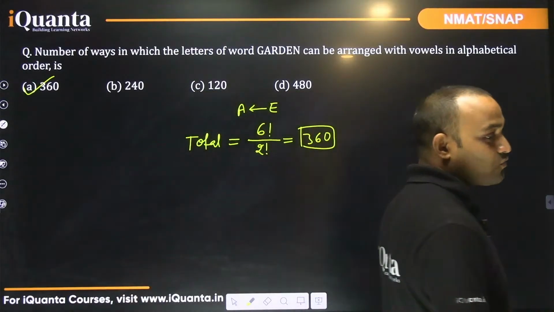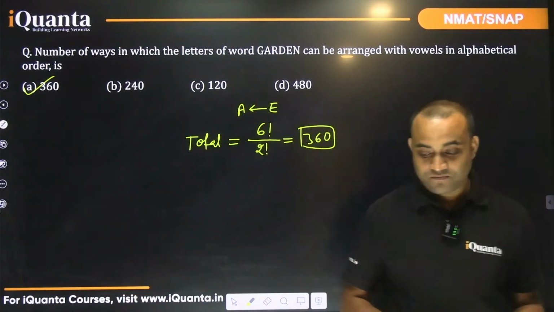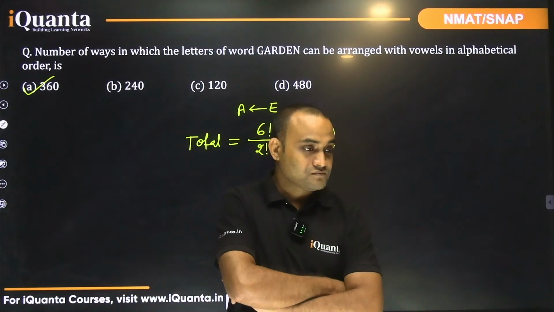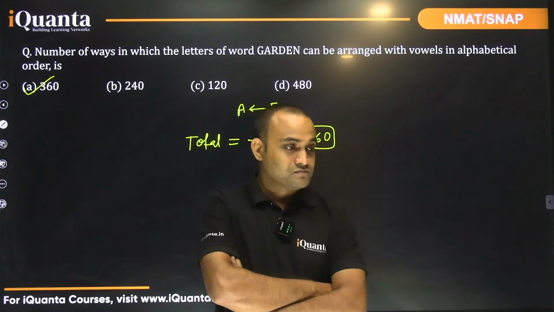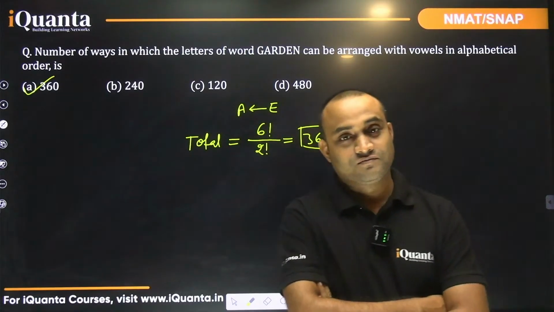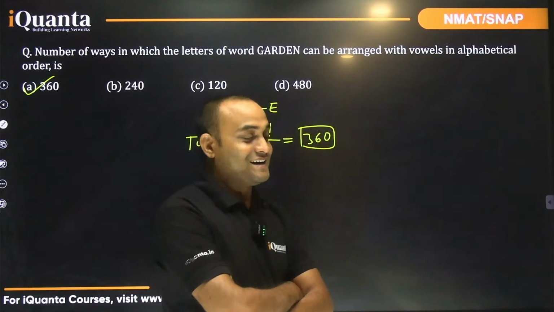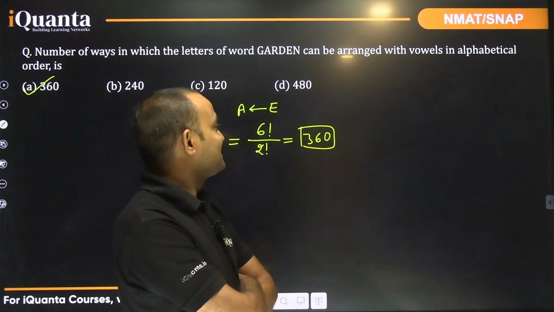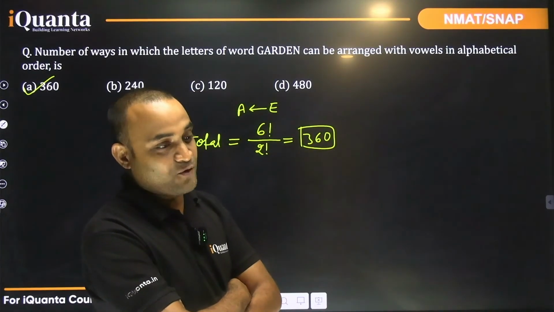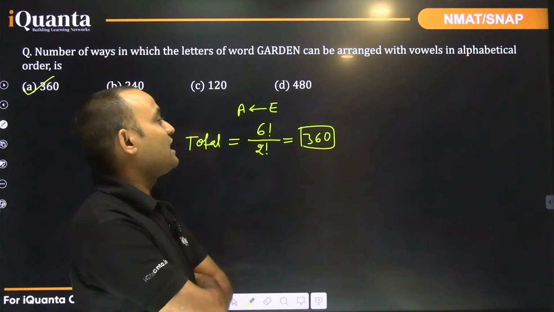Not together, 240. It's 480 that vowels are not together.